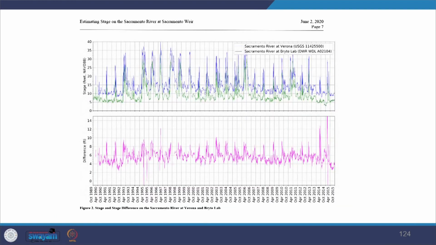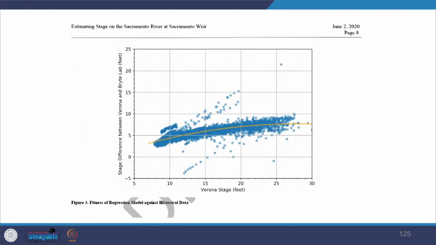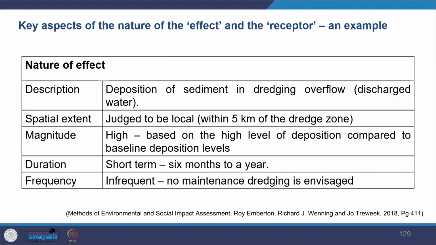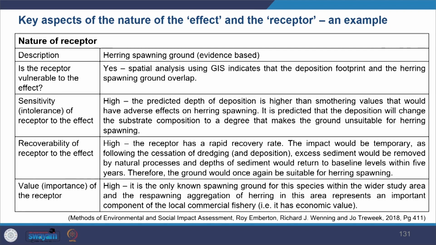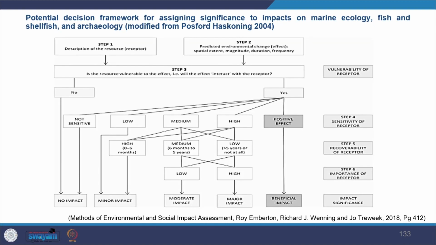I've taken this snip from the case example of the Sacramento River. Here you can see how they are using their data to understand the historical perspective. Here also you can see the historical data on how the changes are happening. There's another example where you can see how you can look at the impact on the receptor. You look at the different magnitudes, describe the nature of the receptor and look at the magnitude. And then you also find a framework which is there to check this.